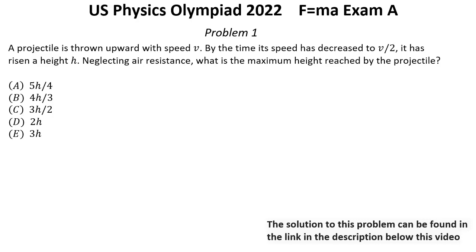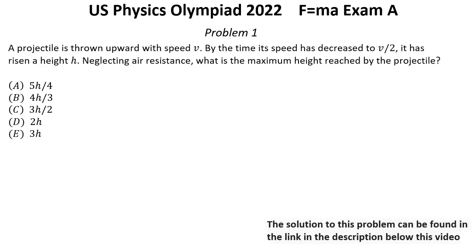Problem number 1. A projectile is thrown upward with a speed v. By the time its speed has decreased to v over 2, it has risen height h. Neglecting air resistance, what is the maximum height reached by the projectile?